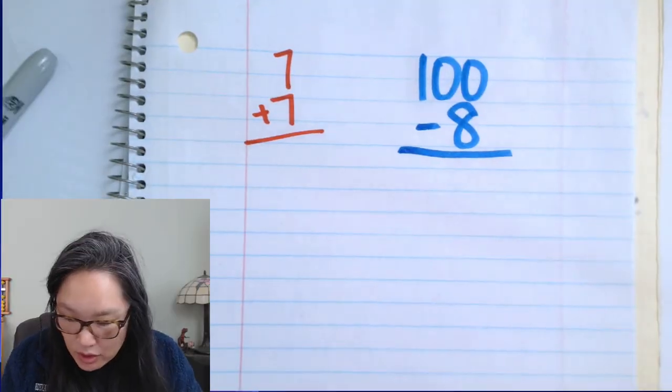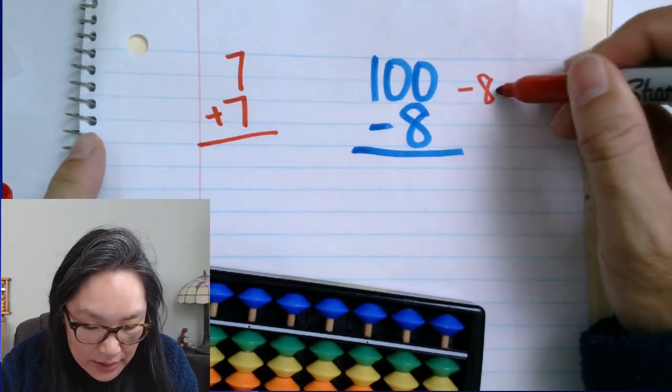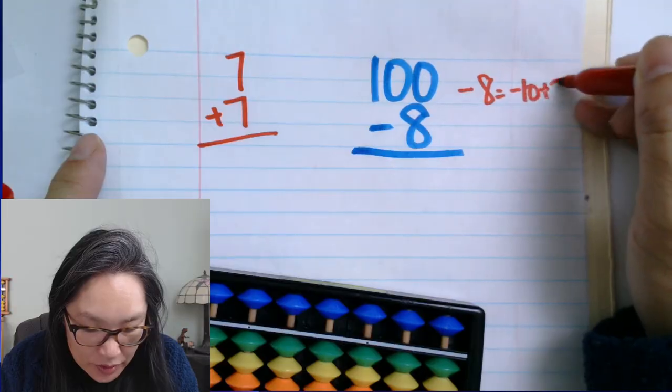So the first thing we're going to do is we understand that minus 8 is equal to minus the 10 plus the 2.